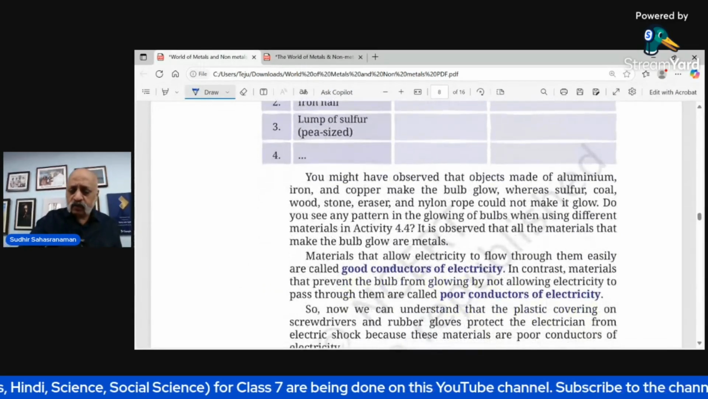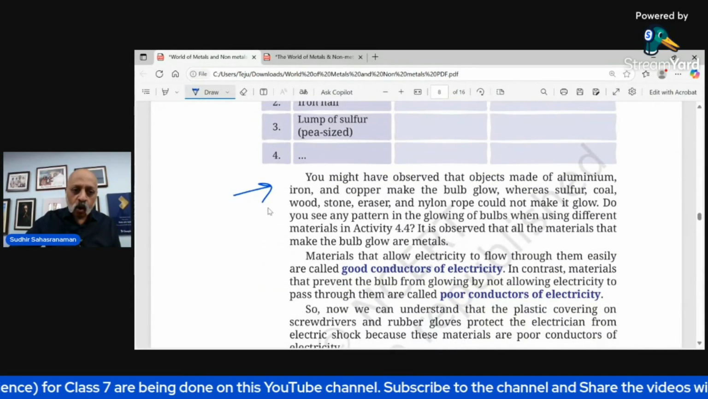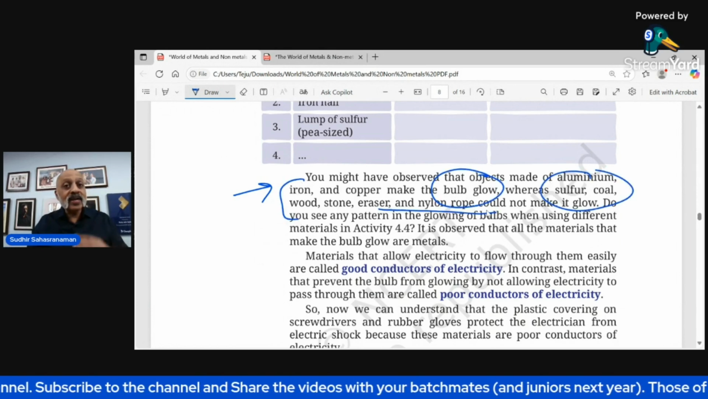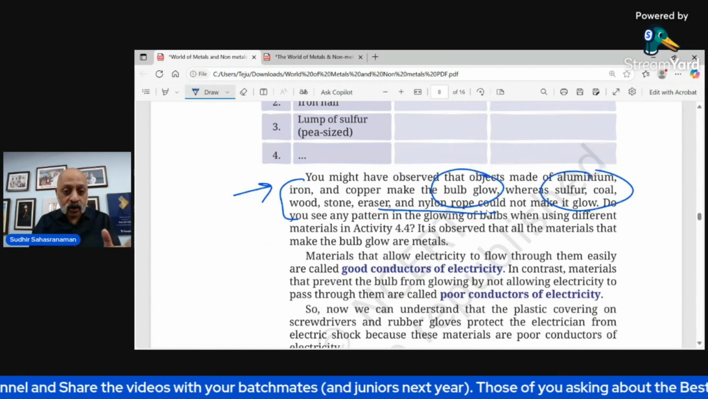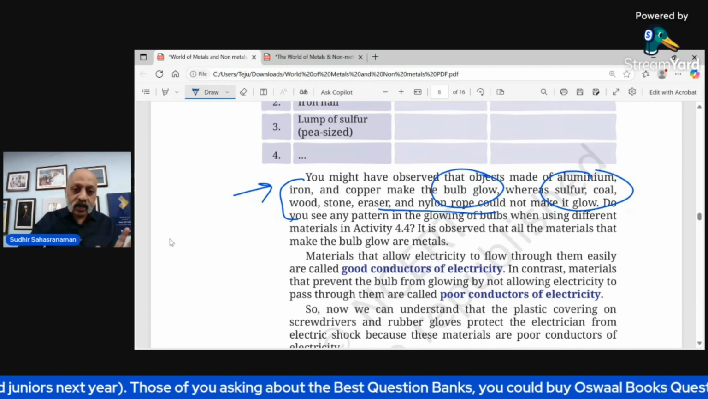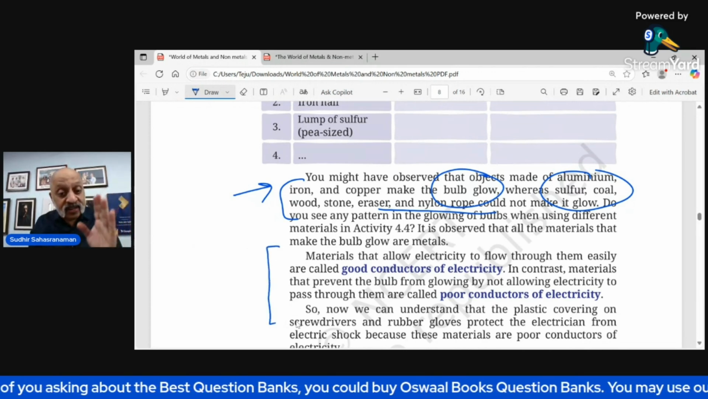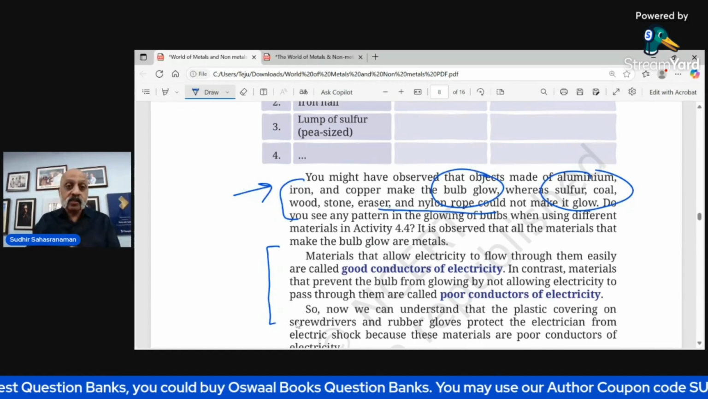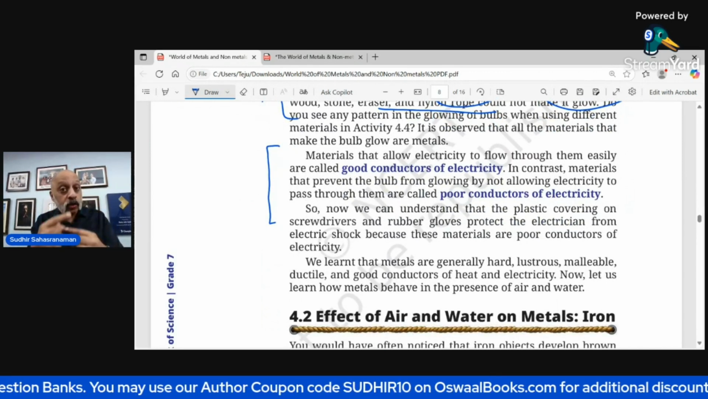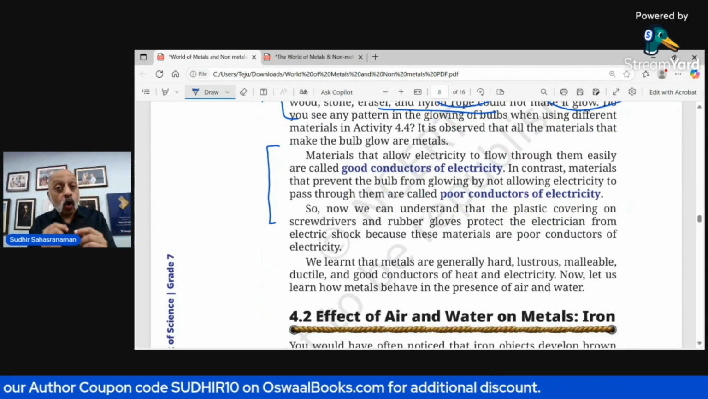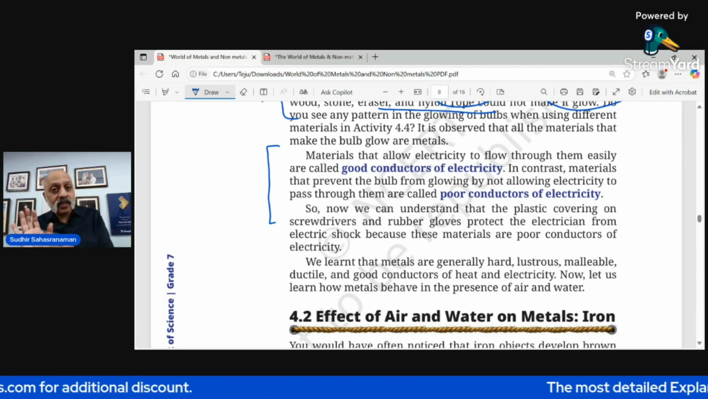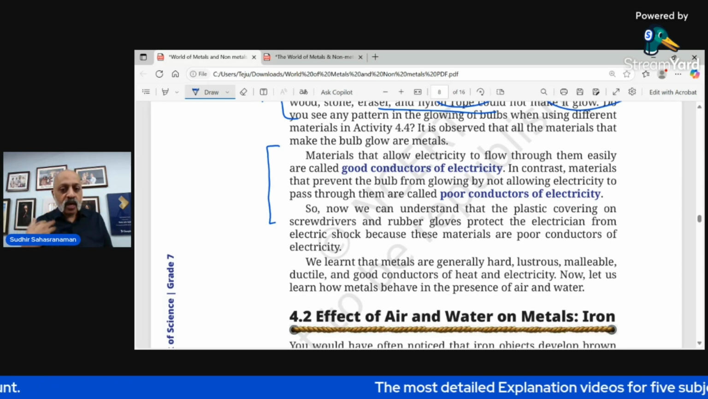So you would have observed that objects made of aluminum, iron, and copper make the bulb glow, whereas sulfur, coal, wood, and stone eraser are all insulators of electricity, or non-conductors, right? So materials which allow electricity to flow through easily are called good conductors of electricity. In contrast, materials that prevent the bulb from glowing by not allowing electricity to pass are known as poor conductors of electricity. So which is why the plastic covering on the screwdriver and the rubber gloves prevent the electrician, or any one of us, from getting an electric shock. Rubber gloves are a poor conductor of electricity. So they keep us safe.